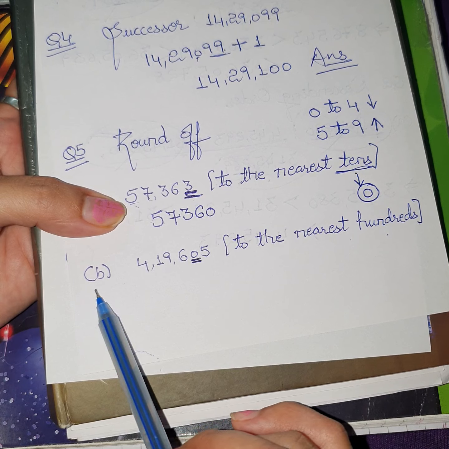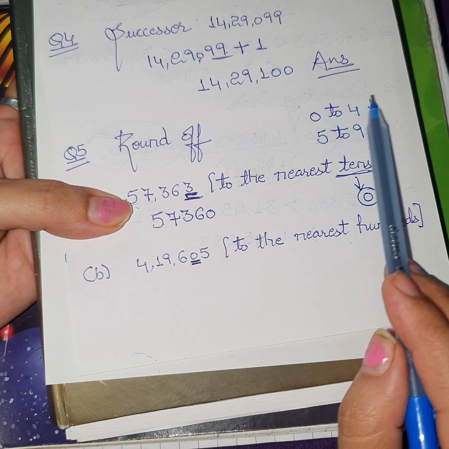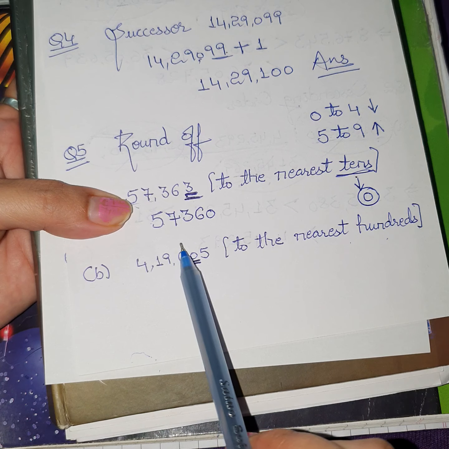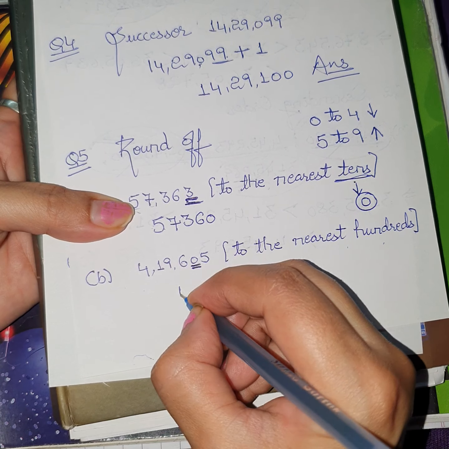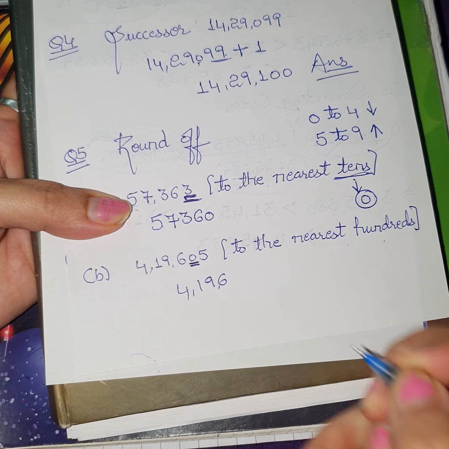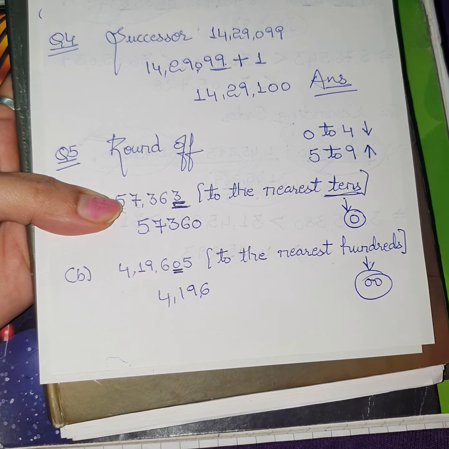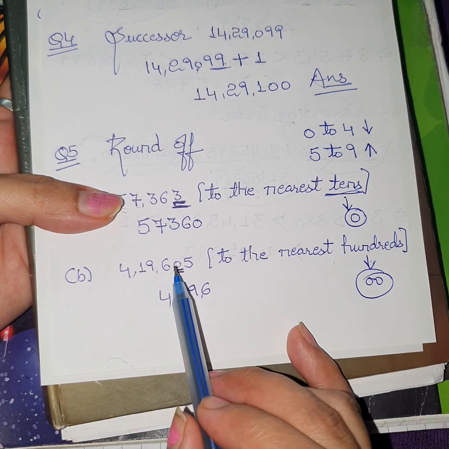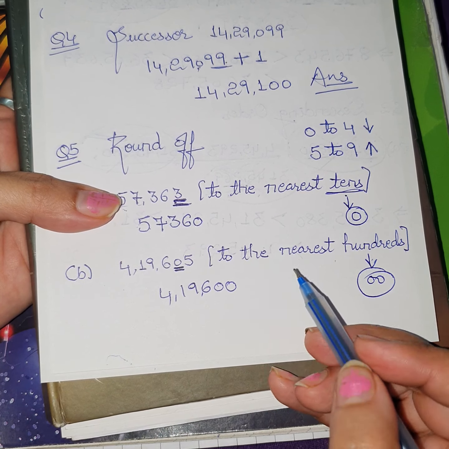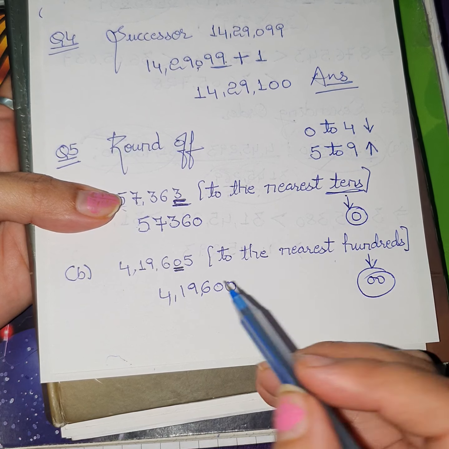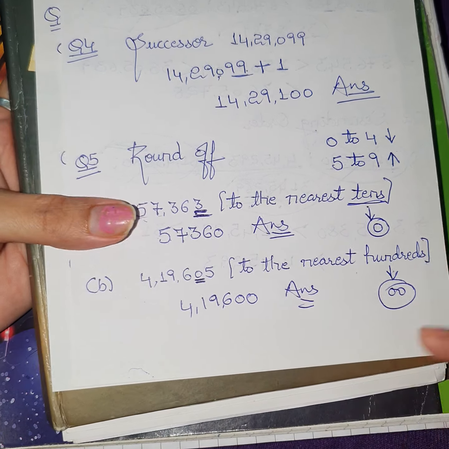Then move on to the B part, and here the underlined digit is 0. That means again it is between 0 to 4, so it will also be round down. Round down means there will be no change in the value before the underlined digit. That means 4196 will come as it is, right? And in 100, you know how many zeros come? Yes, two. So in place of the underlined digit and the next digit, there will come 00, because we have rounded off this number to the nearest 100. So two zeros are here. This is the answer of A part, and this is the answer of your B part.